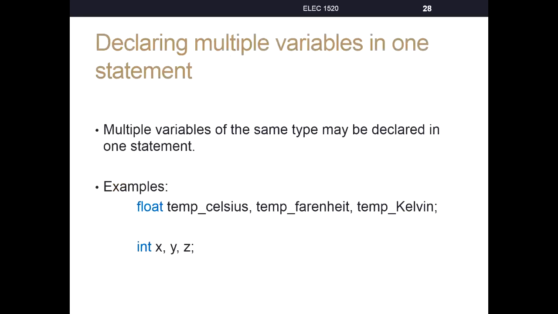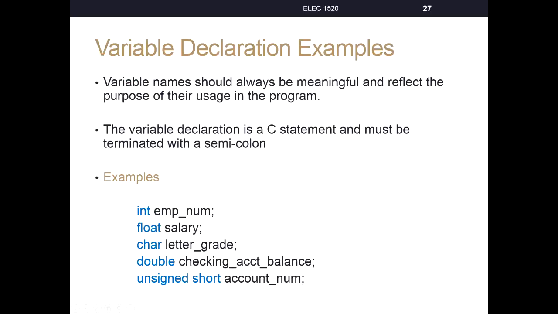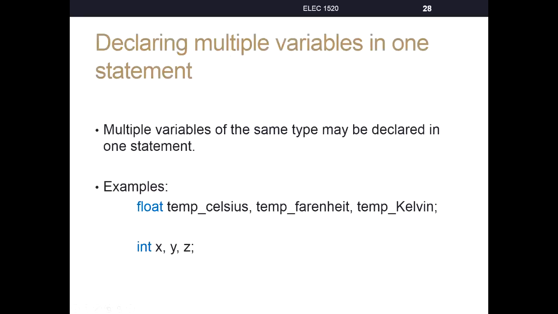Now, you can also declare multiple variables in one statement. So each one of these right here was a separate C statement. But if you want to declare multiple variables in one statement, then what we do is we first specify the data type here, float, and then here's three variables, temp Celsius, temp Fahrenheit, temp Kelvin. We go ahead and separate the names by a comma, right, to indicate we have a list.